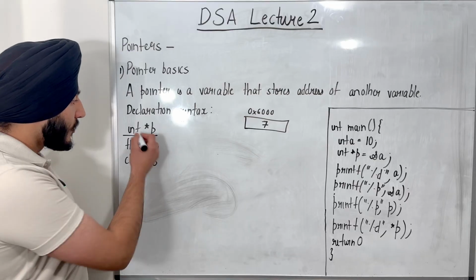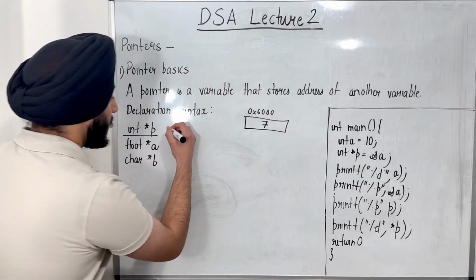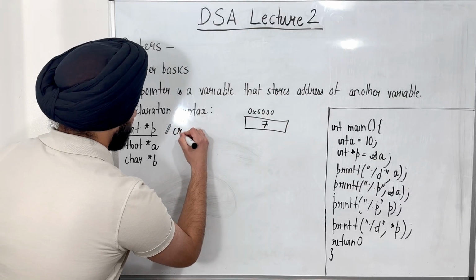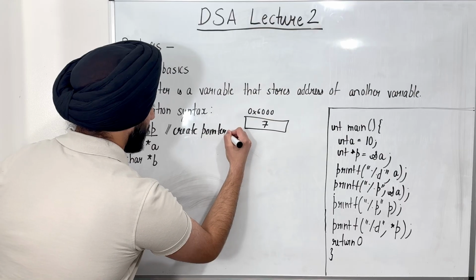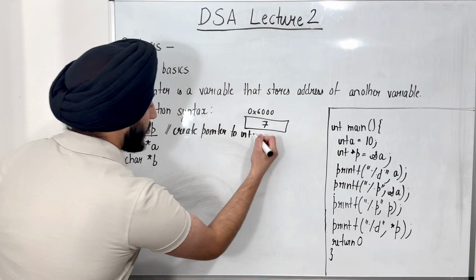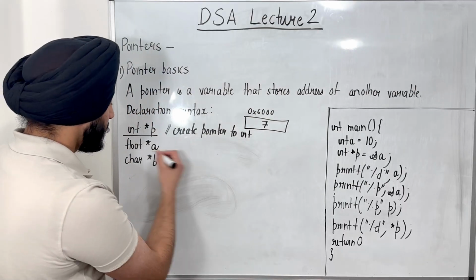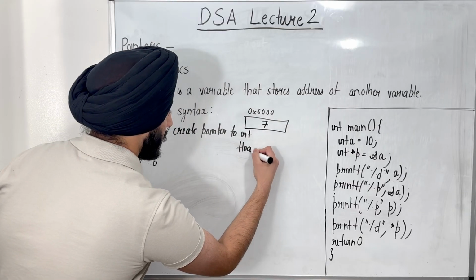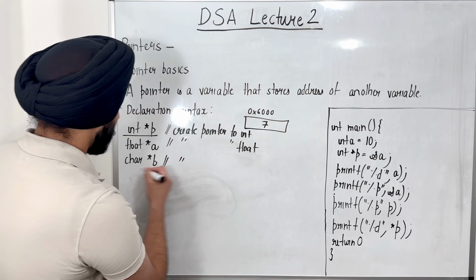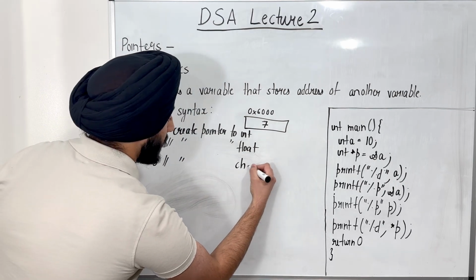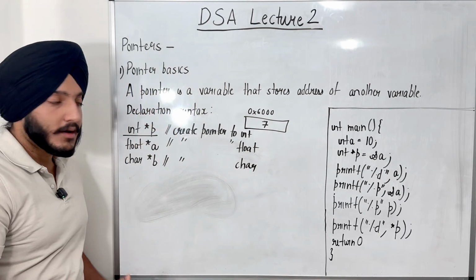So what this would do is int star pointer will create a pointer to an integer. This will create a pointer to a float, right? And this over here, the char will create a pointer to a char, right? I hope that makes sense.